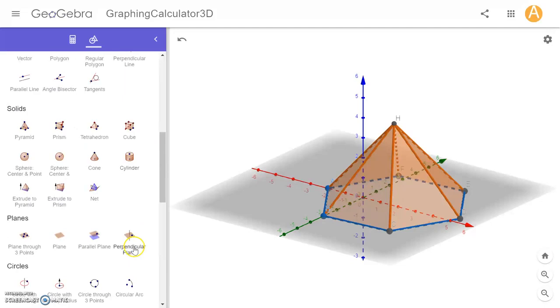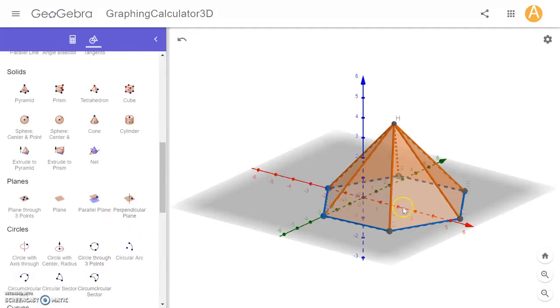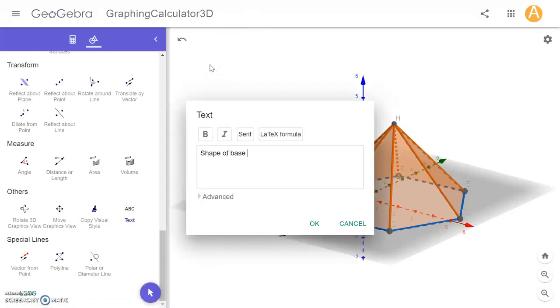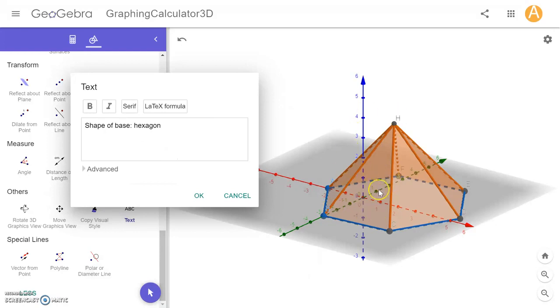So for our hexagonal pyramid, we know the shape of the base is a hexagon. We can also look at the lateral faces. These are our faces that connect the base to the top vertex. And we notice that the lateral faces are triangles. We know that the area of the base is going to be capital B, just like for our prisms. But now we need to look, what is going to be the area of the triangles?